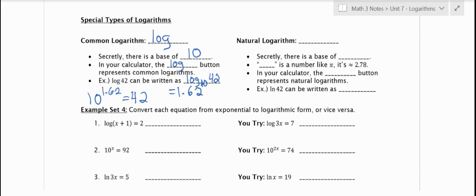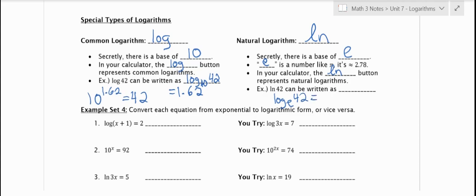Another button our calculator has that we can frequently use is the natural log. That's written as ln, and really that's the same as saying a base of e, which we saw when we were doing our continuous compound interest. E is an irrational number, so remember we talked about when n increases in that formula, it approximates e, which is about 2.78. In our calculator, we would use the ln button. The natural log of 42 is really saying the log base e of 42.